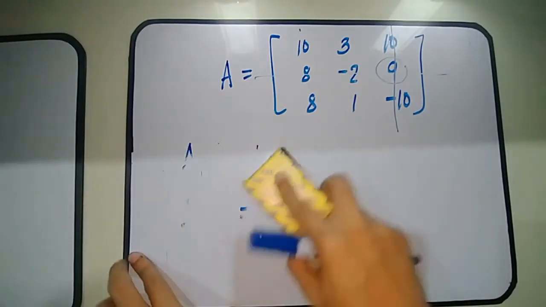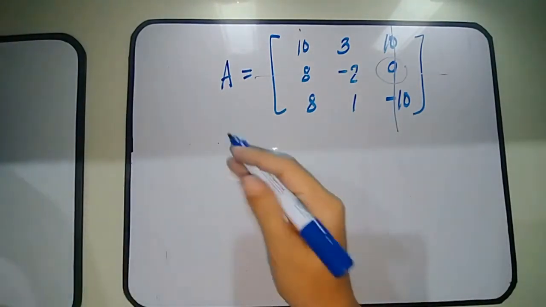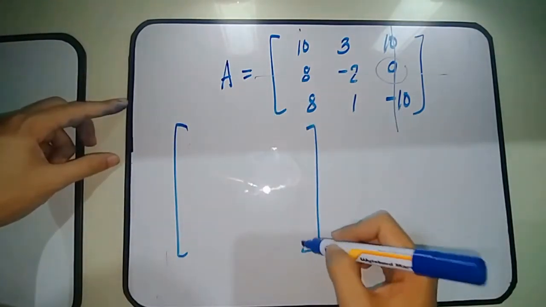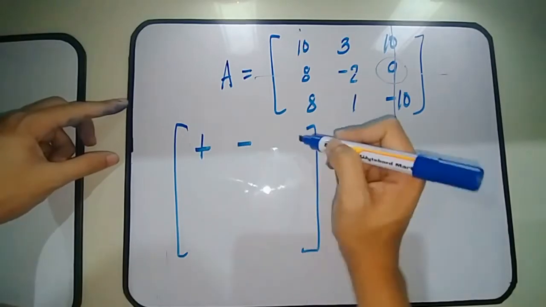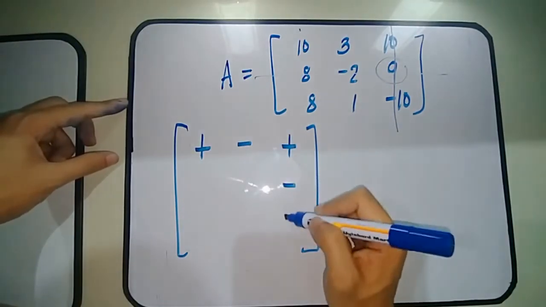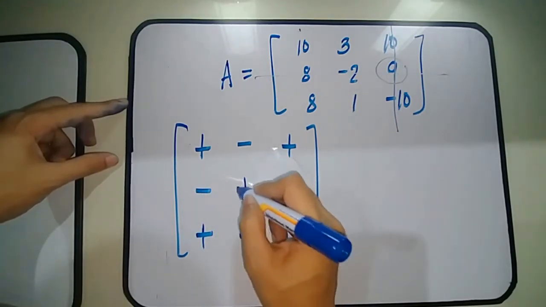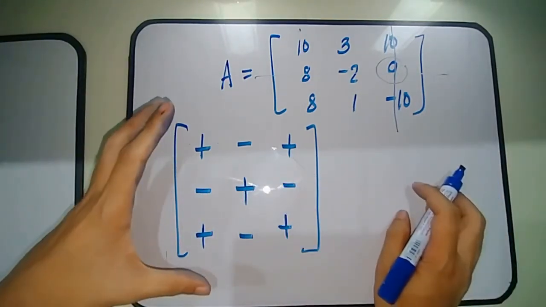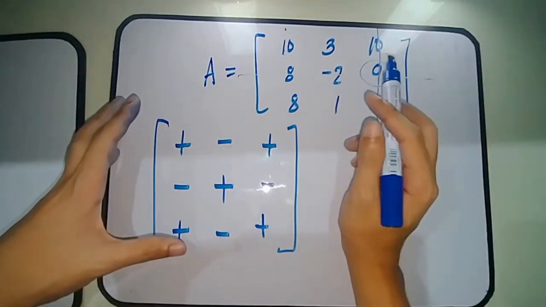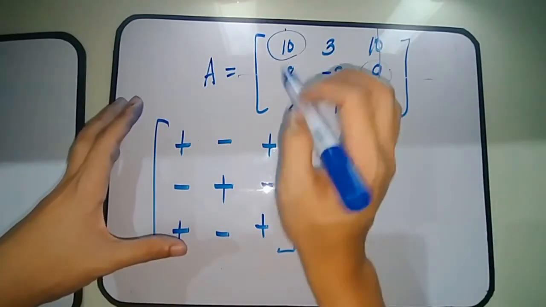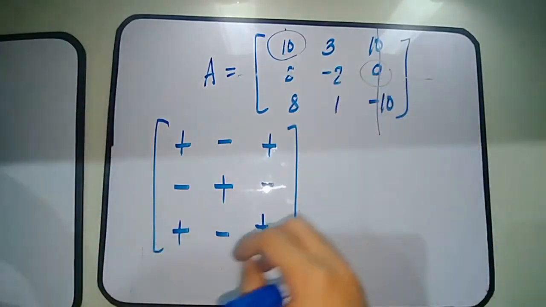Here is our sign convention, guys. For a 3 by 3, you have plus, minus, plus, then minus, plus, minus, and plus, minus, plus. We need this. For example, what is the cofactor of the first row, first column? That is 10. What happens, guys, is we just cross out. Okay?